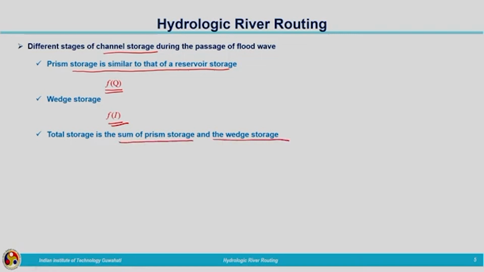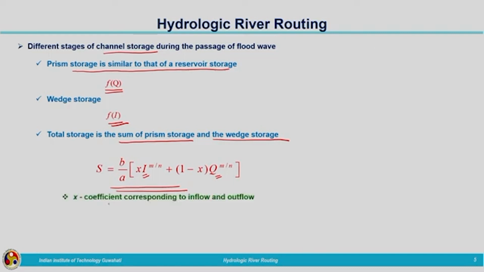The total storage in the entire channel reach can be represented by taking the summation of this prism storage and the wedge storage. That is represented by the mathematical equation given by this expression. S is equal to B by A multiplied by x I to the power of m by n plus 1 minus x q to the power of m by n. In this, I and q are representing the inflow and outflow. x is the coefficient corresponding to inflow and outflow.